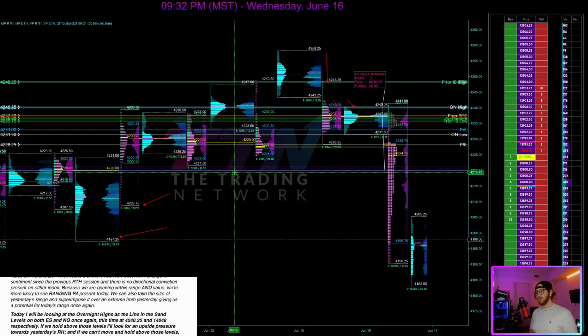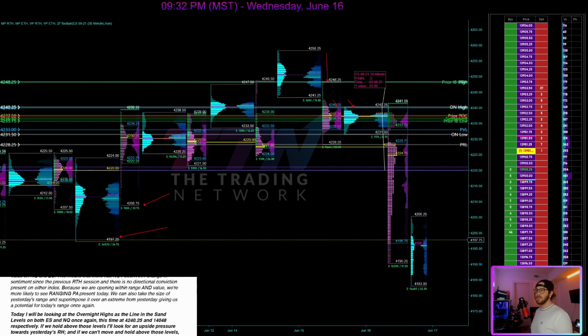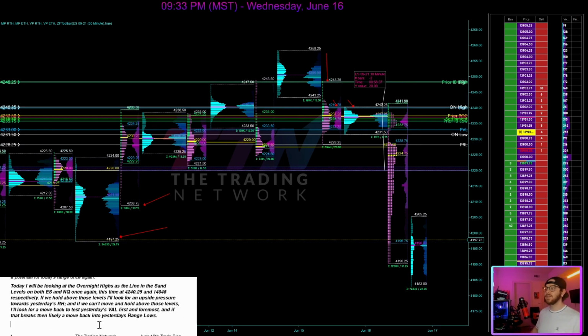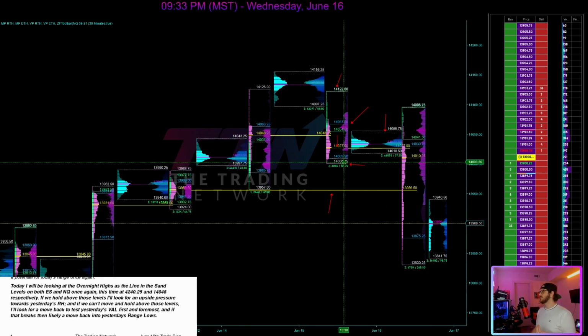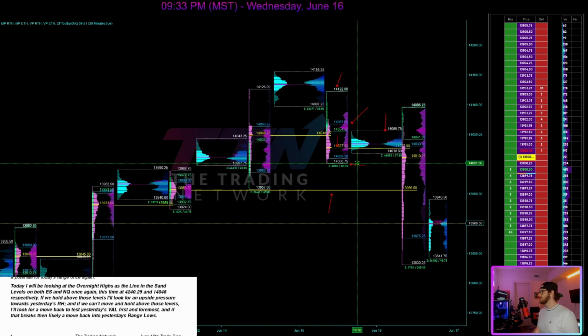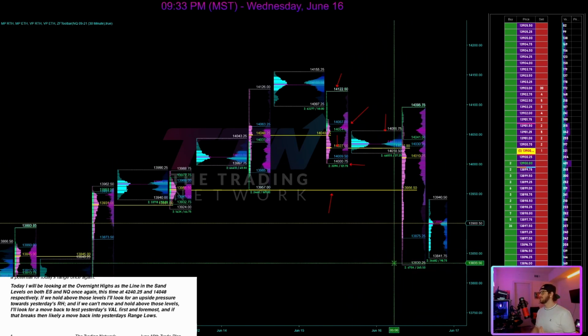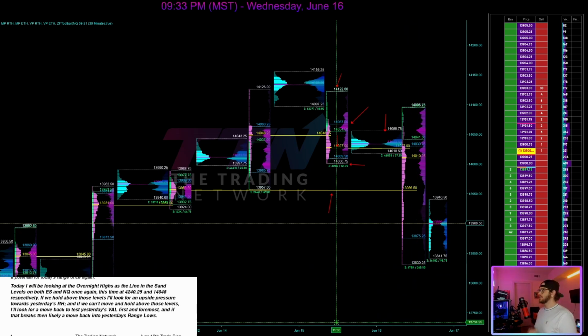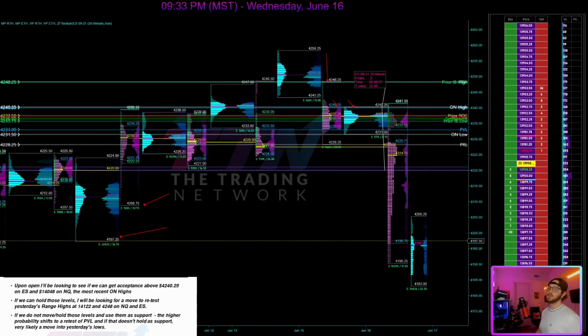Now, if we could move and hold above those levels, I was going to look for upside pressure, breaking the range and continuation to at least yesterday's highs. If we could not move and hold above those levels, I was looking for a move back down to yesterday's value area low, first and foremost. And as you see, I say here, if that breaks, then likely a move back into yesterday's range lows, which is exactly what we got. And we got a much further extension once again on both ES and NQ from yesterday's range lows. NQ's range lows yesterday being 14,075, and you can see our low for the day was 13,830.